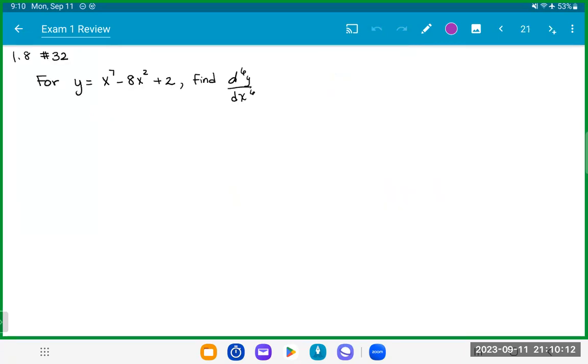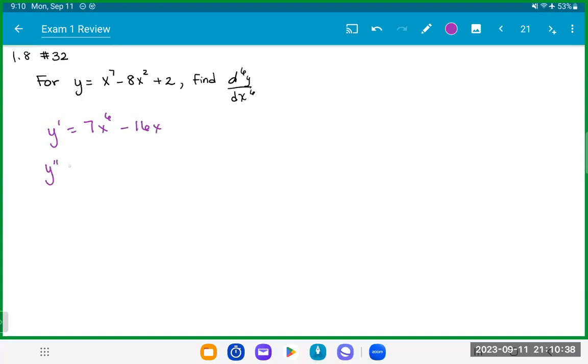All right, one more problem. This one, I'm asking you to give me the sixth derivative of the function, okay? If you only give me 5, that's not right. You have to give me the value or the number that I'm asking for, okay? So my first derivative is going to be 7x to the 6th minus 16x.